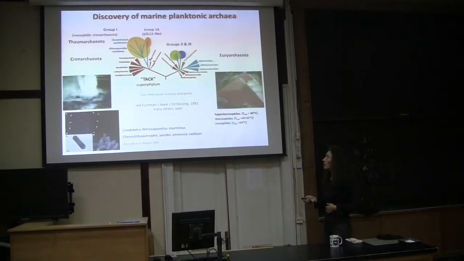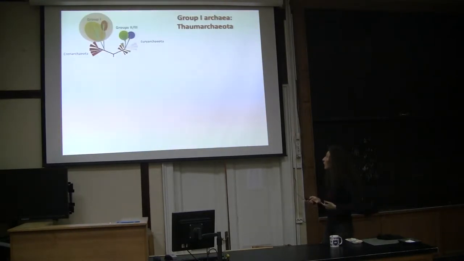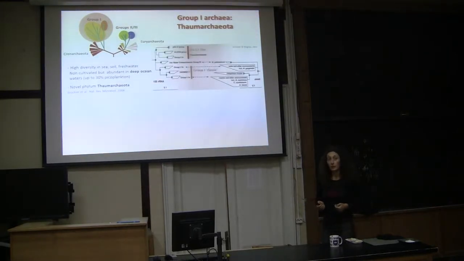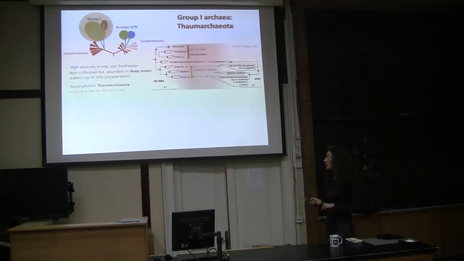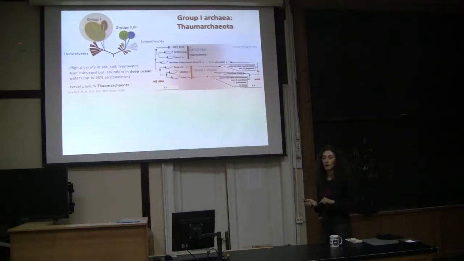So what do we know about this group 1 Archaea or Thaumarchaeota? So we know that they are highly diverse, not only in the sea, in oceans, but also in soils and freshwater systems. Most of the lineages are non-cultivated, so there are only few species in culture, and none coming from the deep sea. But we know that they are most abundant in the deep sea, so they can make up to between 10 and up to 30% of planktonic prokaryotes in general, and small eukaryotes.